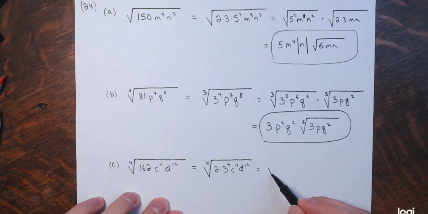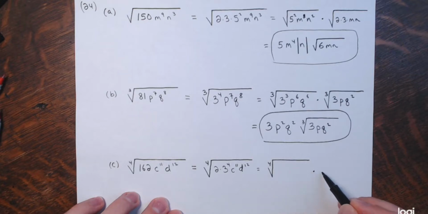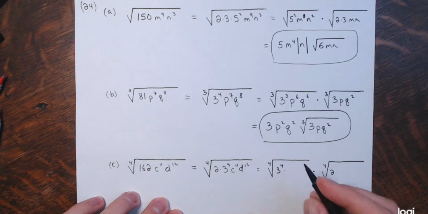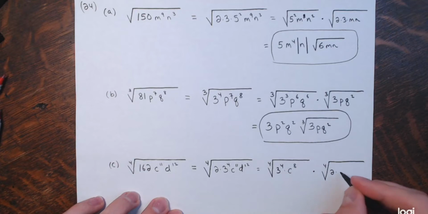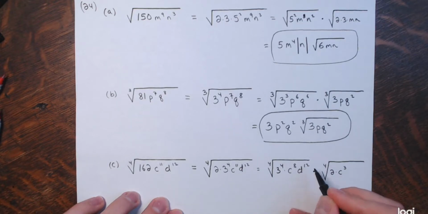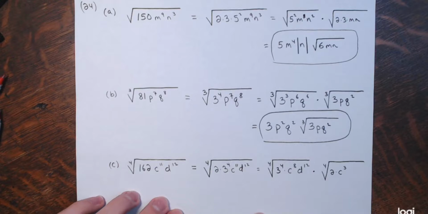And once again, I'm using the product property to break this up to the fourth root of fourth powers times the fourth root of not fourth powers. 2 is not a fourth power. 3 to the 4th is. C to the 11th would have to be broken up to c to the 8th, right? That's a fourth power, multiple of 4, times c cubed, right? There's a power that's less than 4, right? Not a fourth power. And then d to the 12th is a fourth power. Right? That'd be d cubed to the 4th, right? Power to a power.